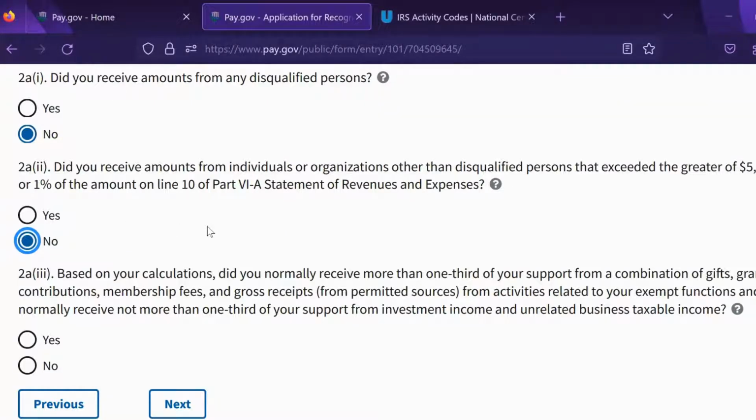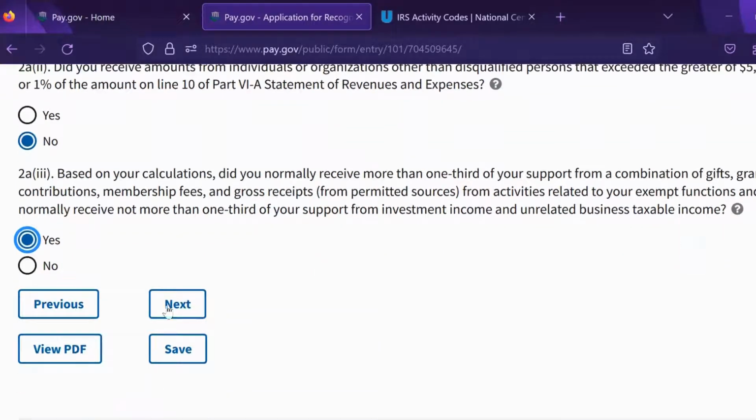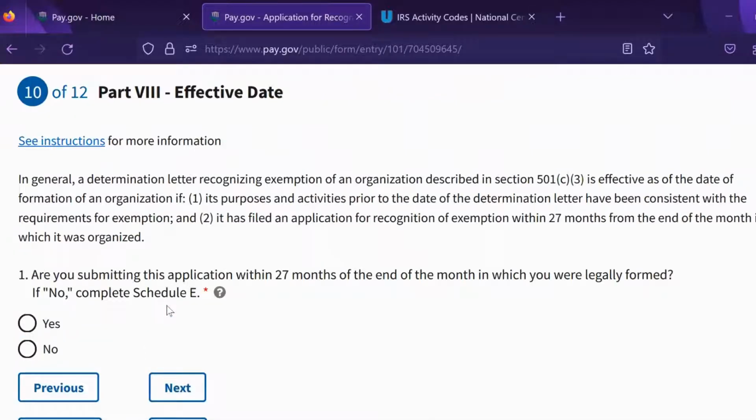For 2A, number 3, based on your calculations, did you normally receive more than 1/3 of your support from a combination of gifts, grants, contributions, membership fees, and gross receipts from permitted sources from activities related to your exempt functions, and normally receive not more than 1/3 of your support from investment income and unrelated business taxable income? For Jane, we are going to select yes, and we are going to go to the next page.